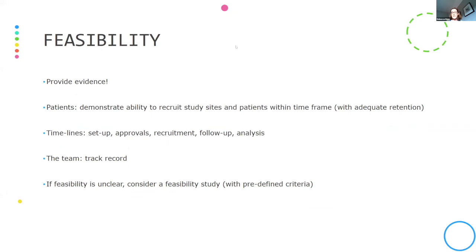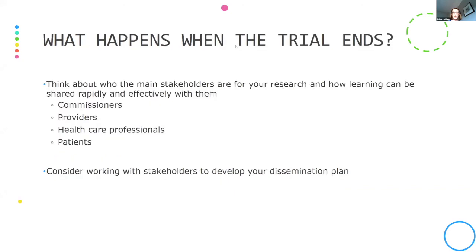We've talked about feasibility trials, and I mentioned a little bit about feasibility, and making sure that you demonstrate in your application that you understand likely recruitment rates. These might be evidence from earlier trials that you've run or from trials that have been run in similar areas. Making sure that you've got clear timelines, and also thinking through that the team have the right track record to actually complete the trial in question.